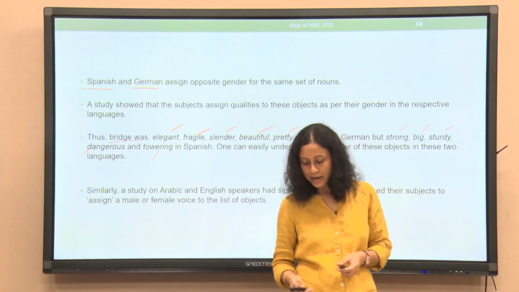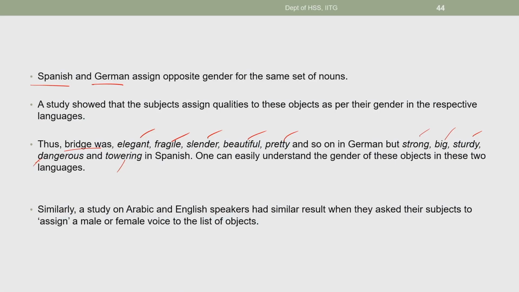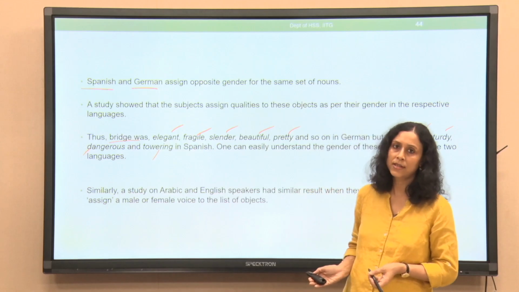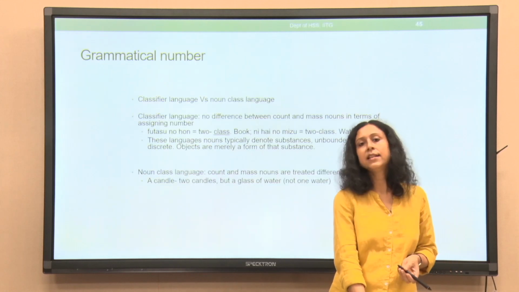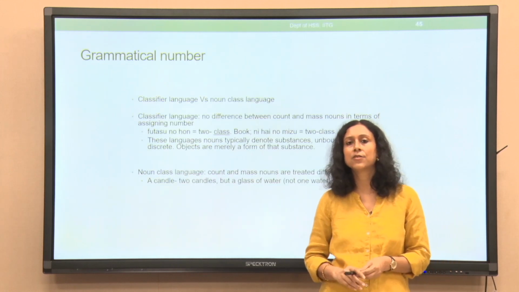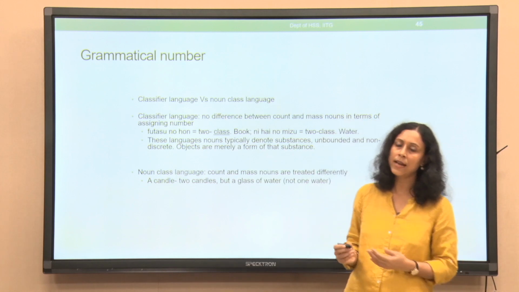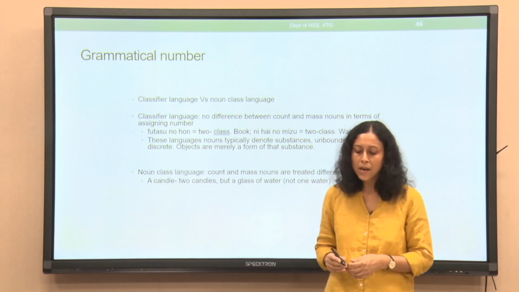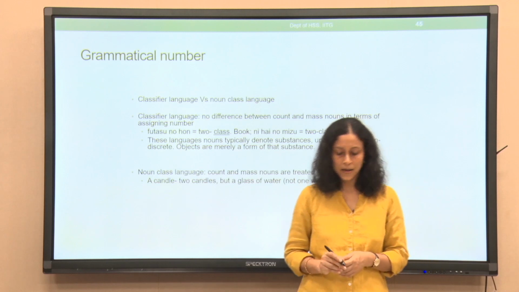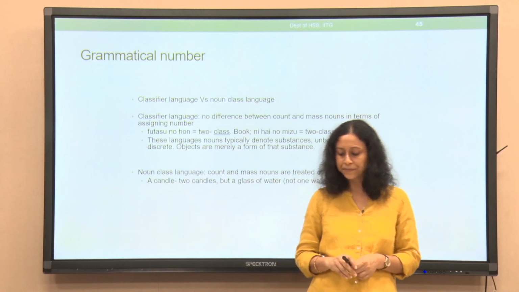Similarly, another study on Arabic and English speakers had a similar result, when subjects were asked to assign a male or female voice to a list of objects. So, if inanimate objects have a gender assigned to them, we tend to think of them in terms of actually having a gender. This is the basic finding of this set of studies.